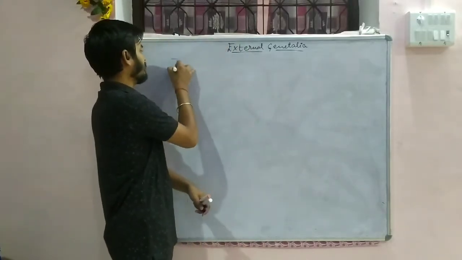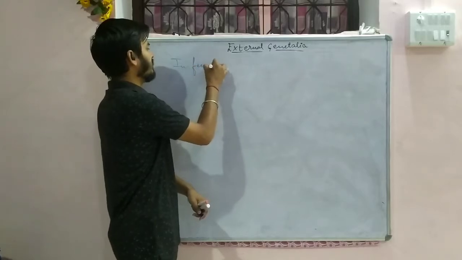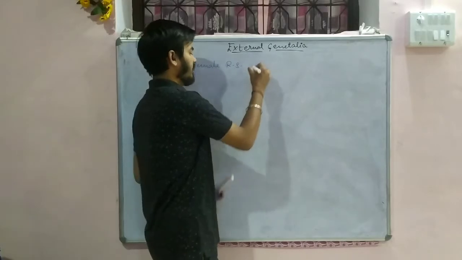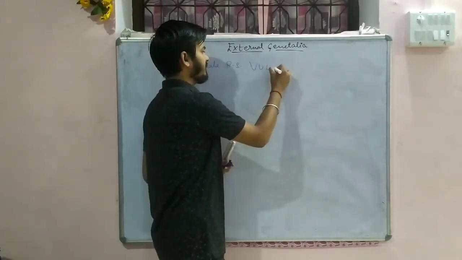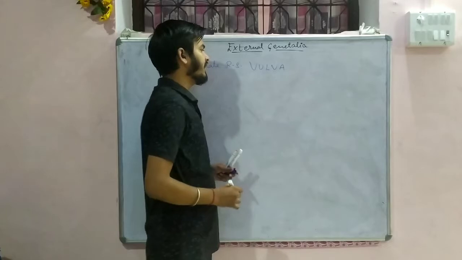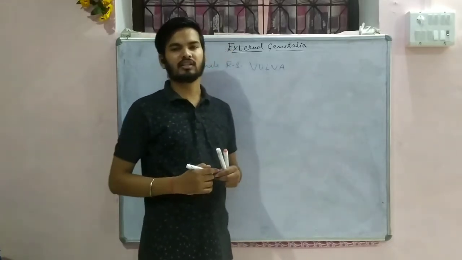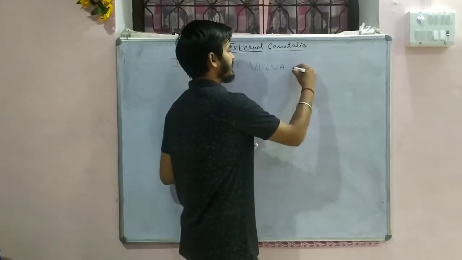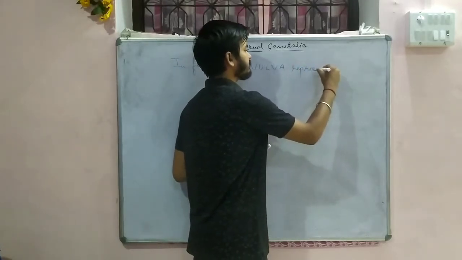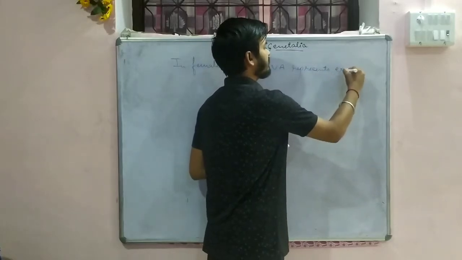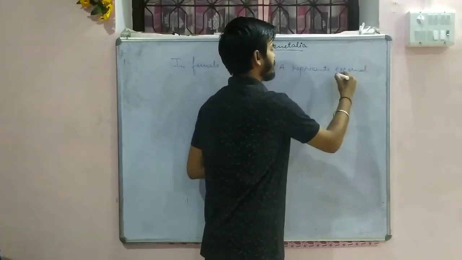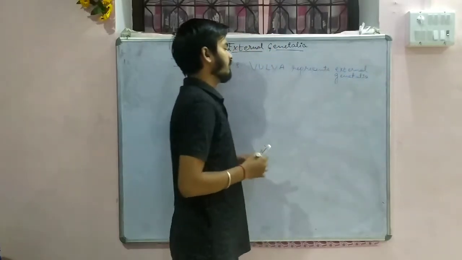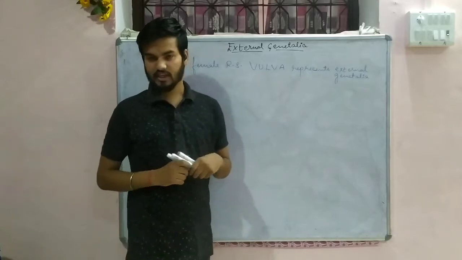So in the female reproductive system, this vulva I will write in capital. Just as in the male reproductive system the penis represents the external genitalia, in the female reproductive system the vulva represents the external genitalia. Okay, vulva represents external genitalia.